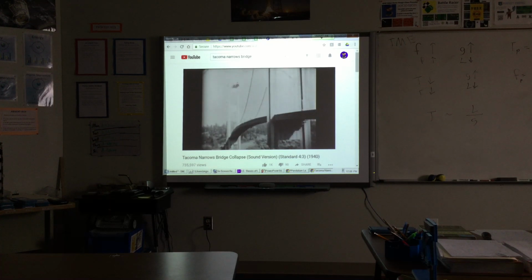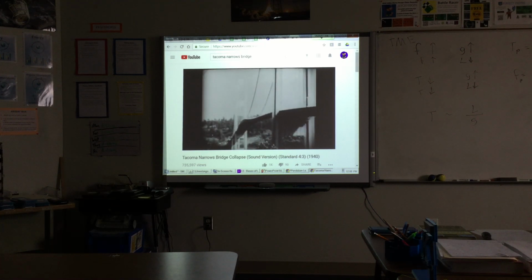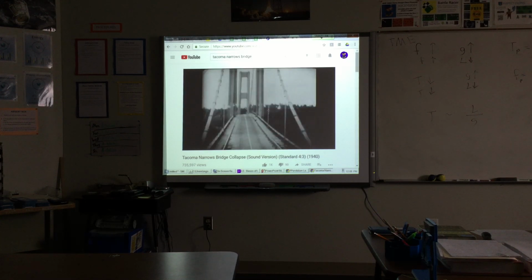It's not so much that the wind is strong. There have been winds a lot stronger than that. It was the fact that it was at that natural frequency.